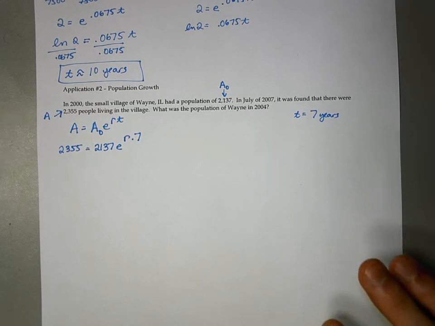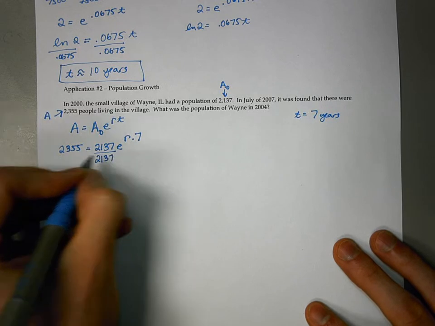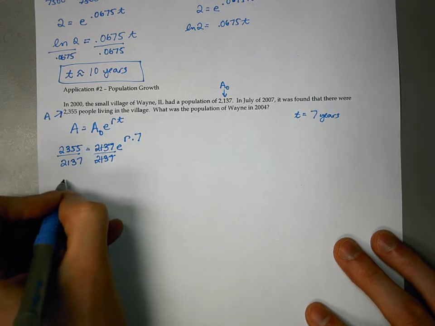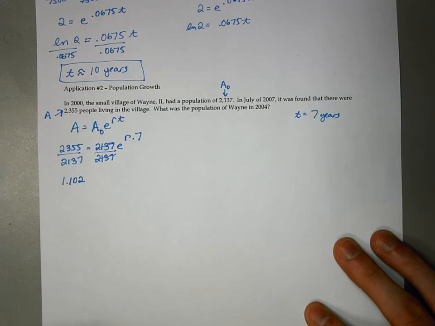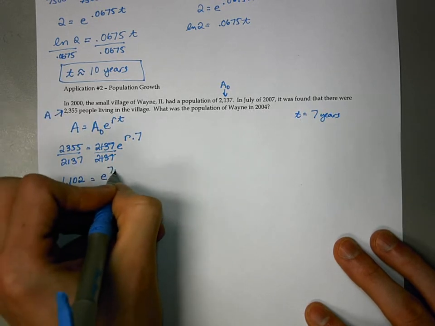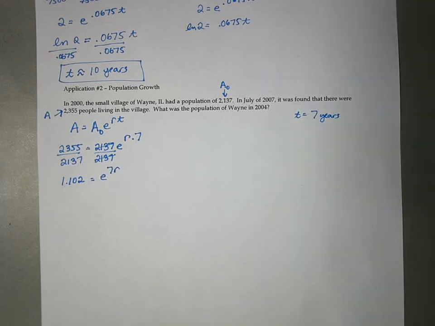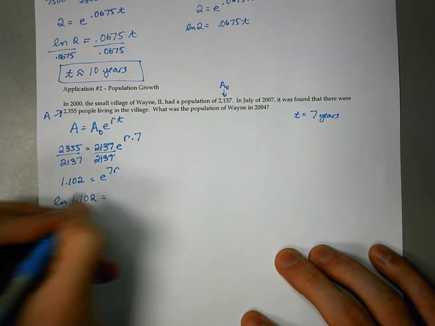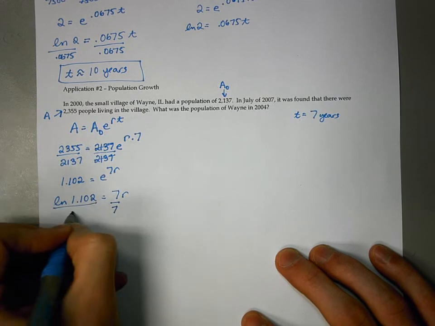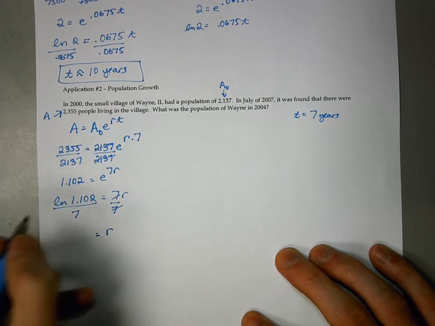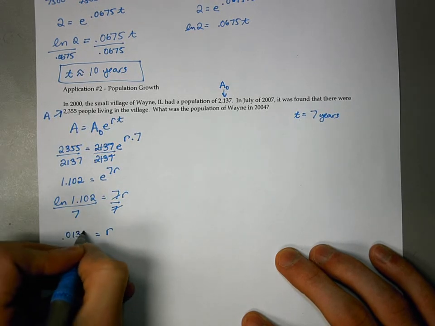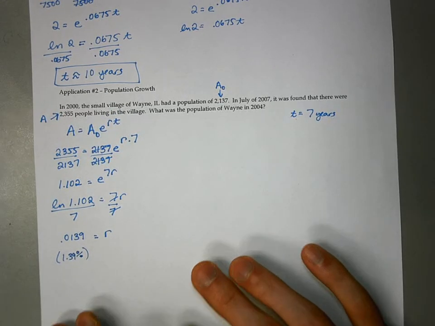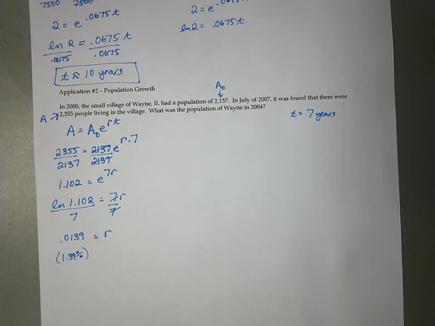So just as I did before, I need to get this e quantity by itself. We'll divide both sides by 2,137. And I would store this in your calculator, but for me I'm just going to write this rounded to 3 decimal places. 1.102 equals e to the 7r. Convert to the natural log form and divide both sides by 7. So my rate is going to be 0.0139. So just in your head, you probably want to think of that as being a 1.39% rate of growth. But since I've got to keep it as a decimal, we'll just keep it 0.0139.